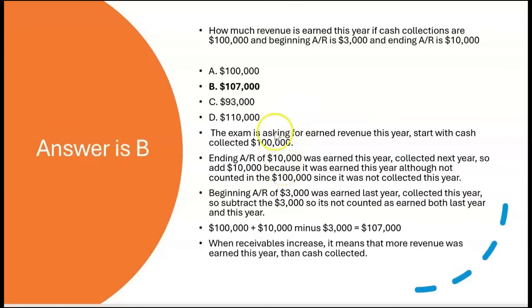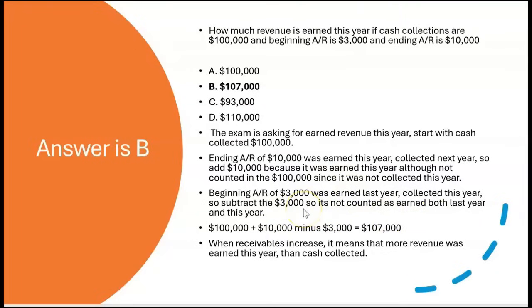Why? Because the exam's asking for earned revenue this year, and they're starting you with cash collected this year of $100,000. Well, the ending AR of $10,000, that was earned this year. Won't be collected until next year. So add $10,000 because it was earned this year, although it wasn't counted in the $100,000 since it was not collected this year. The beginning AR of $3,000, that was earned last year. Collected this year, but earned last year. So subtract the $3,000 so it's not counted as earned both last year and this year.